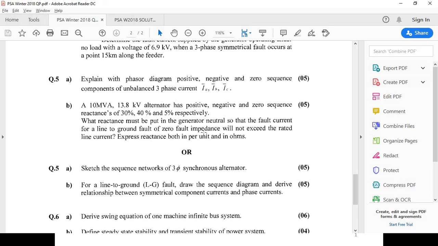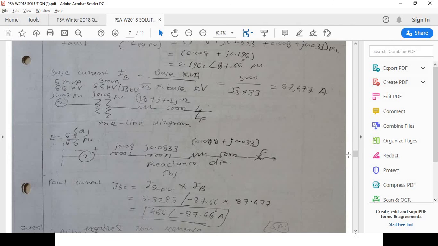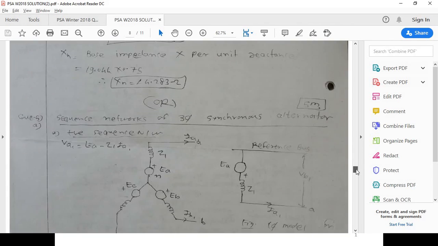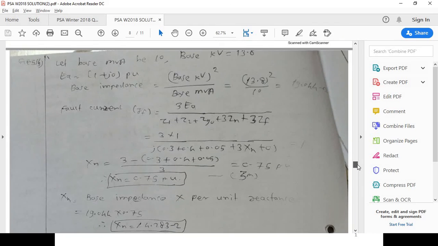Here what we have to do is calculate the value of that reactance for the given specification of the generator and the positive, negative and zero sequence reactances, to limit the fault current up to the rated line current. And you have to calculate that reactance both in per unit and in ohm value. So we'll try to solve this numerical. Actually, this numerical is based on the concept of selection of current limiting reactor.